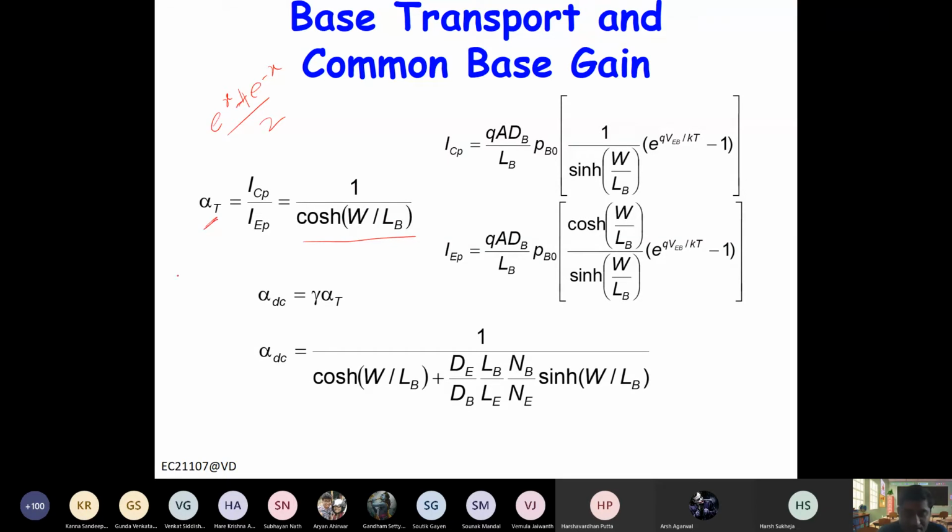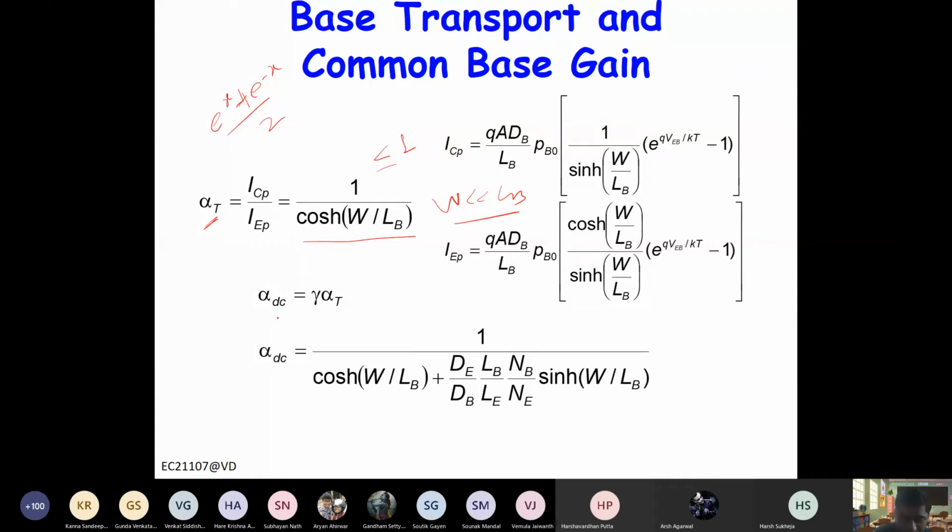So alpha T cannot be more than 1, right? So it always has to be less than or equal to 1. And it will be 1 at x equal to 0, right? So that is, if you make the width 0, then alpha T will become 1. And that is not feasible, right? So what we do, we keep W much less than the diffusion length.